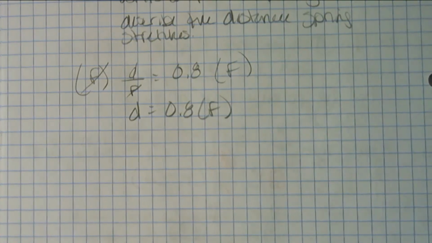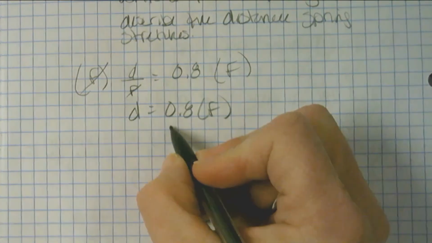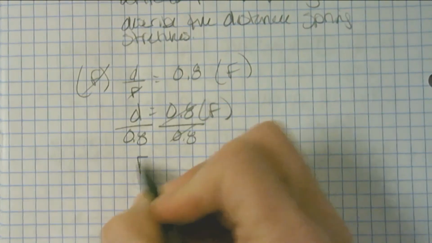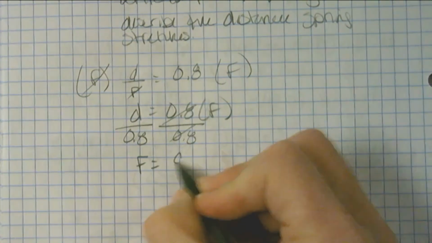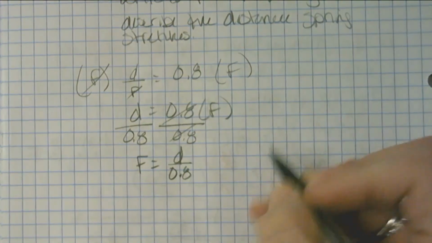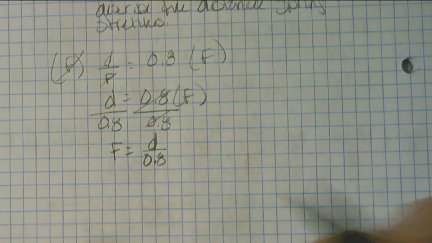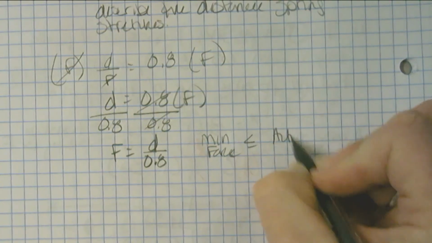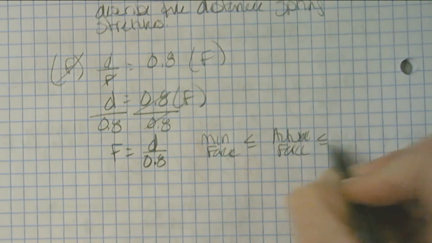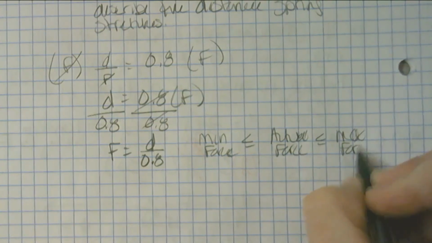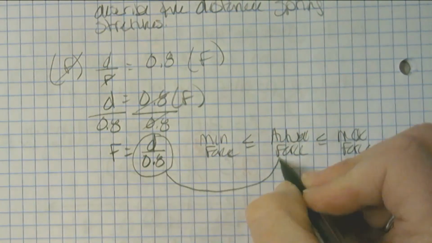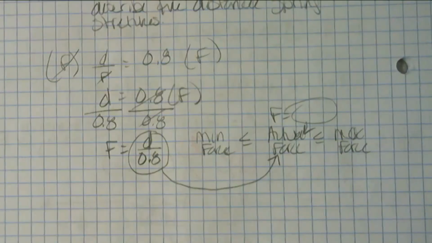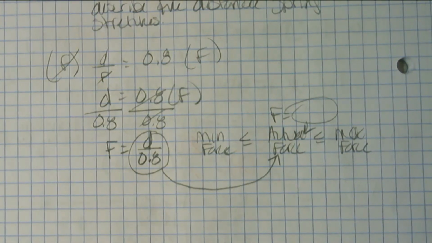What do I do from here, Ryan? I'm going to divide both sides by 0.8 because I need our equation to say F equals, because the minimum and the maximum I have are the force measurements. So if my minimum force is less than or equal to my actual force, which is less than or equal to my maximum force, I need an equation for force to put in there. I need F equals some equation, and that equation goes in there. Questions so far just on that part?